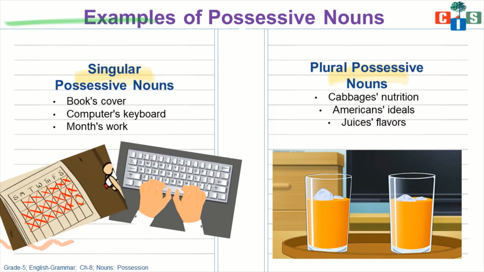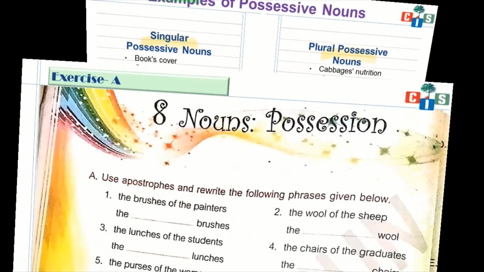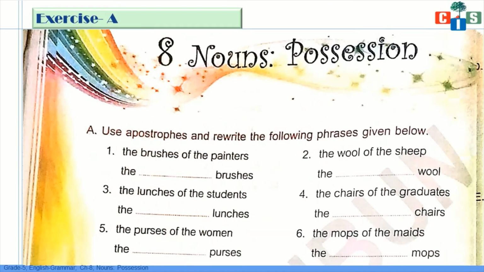Okay, so now scholars, let's move towards the exercise. Chapter 8, Nouns: Possession. The first exercise is: use apostrophes and rewrite the following phrases given below. What you have to do first is see about which noun we are talking, a singular noun or a plural noun. Only then can you put an apostrophe or S or both.